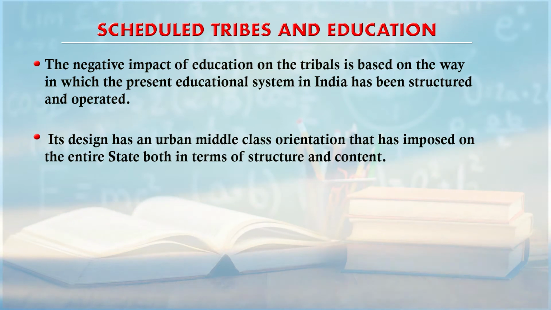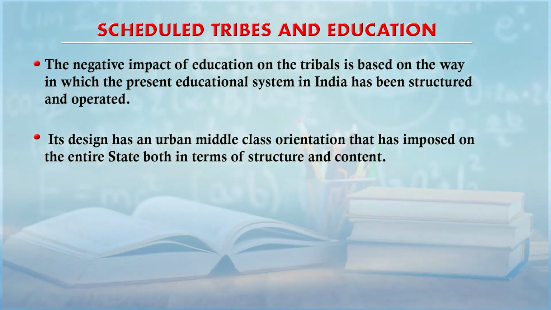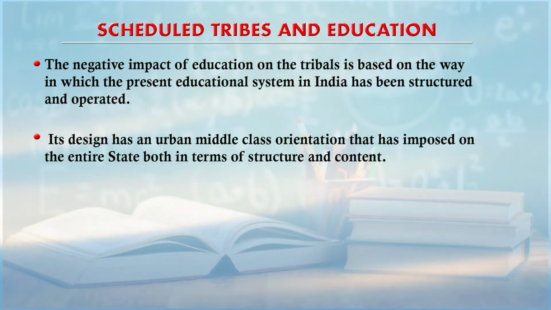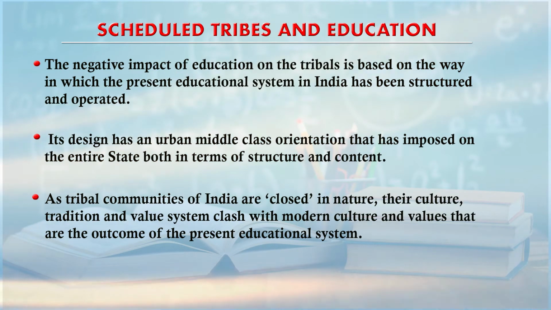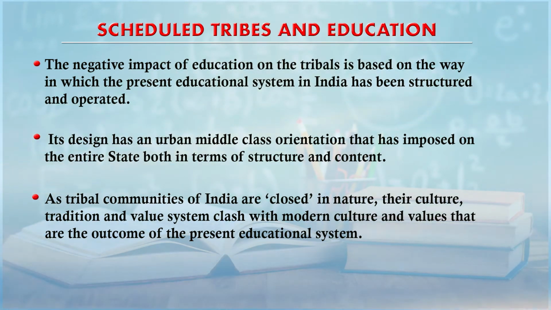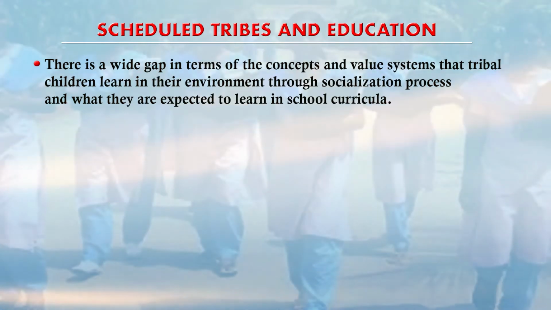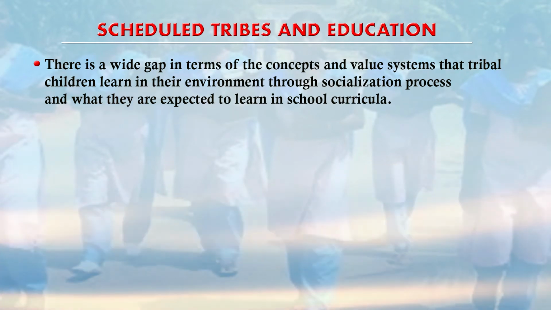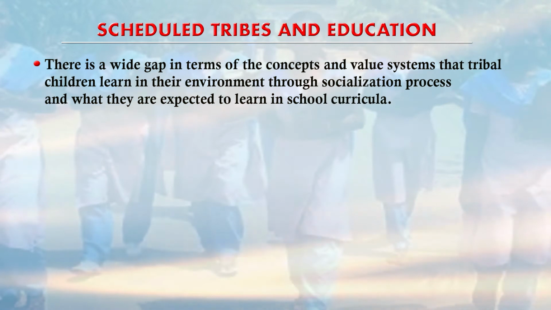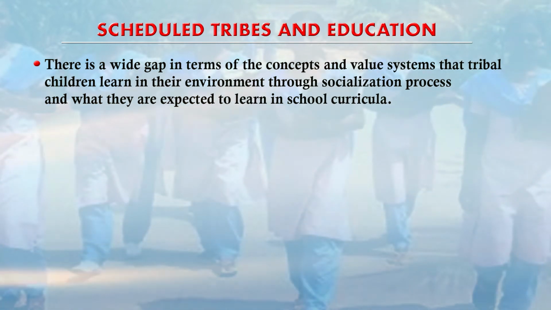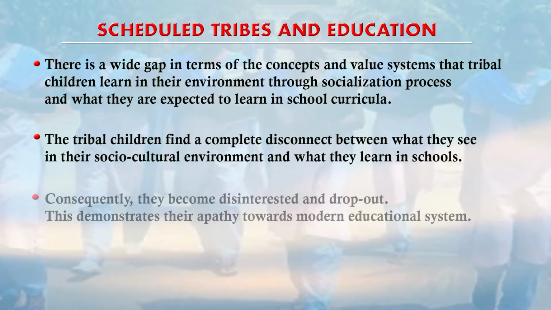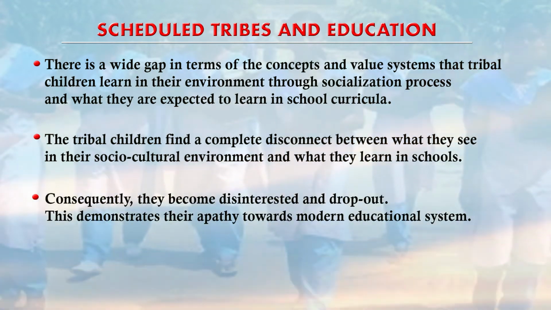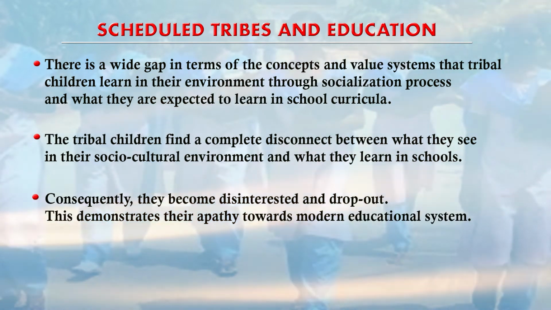Its design has an urban middle class orientation that has been imposed on the entire state both in terms of structure and content. As tribal communities of India are closed in nature, their culture, tradition and value system clash with modern culture and values that are the outcome of the present educational system. So, there is a wide gap between the concepts and value systems that tribal children learn in their environment through the socialization process and what they are expected to learn in school curricula. The tribal children find a complete disconnect between what they see in their socio-cultural environment and what they learn in schools. Consequently, they become disinterested and drop out. So, this demonstrates their apathy towards the modern educational system.